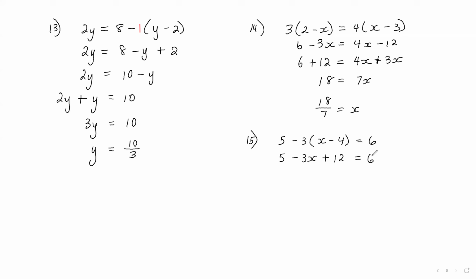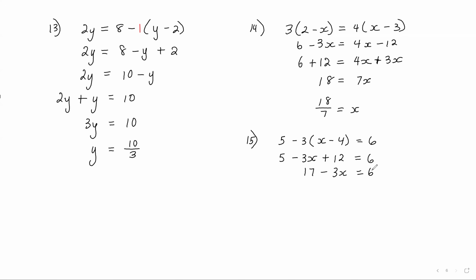17. Right. So on that left-hand side, we will have 17 minus 3x. That's right. Good. So it'll be 17 minus 3x is equal to 6.